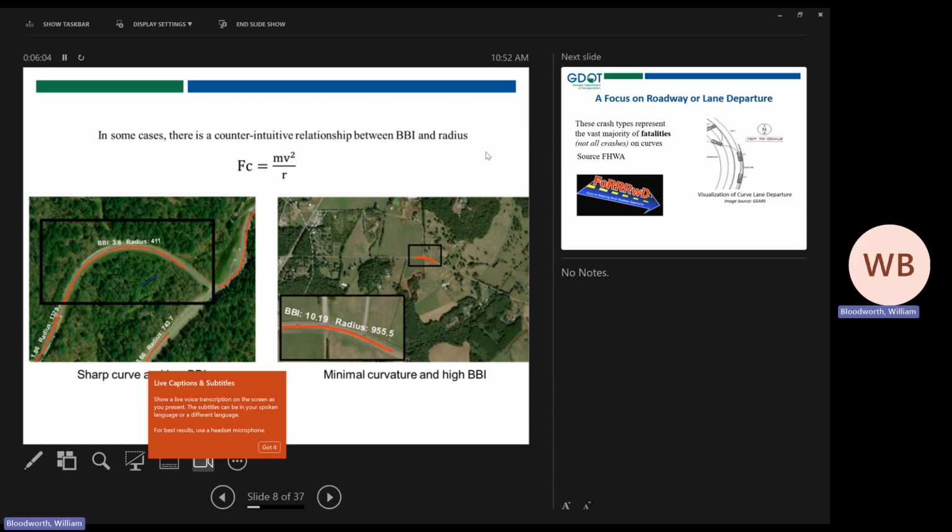While the curve on the left, that curve kind of catches the driver off guard a little more, and there's more lateral forces. So there is some overlap with radius. Radius obviously influences ball bank indicator, but remember that centripetal force, which plays into ball bank indicator, is mv squared over r. It takes into account driver behavior and how fast people are actually going on those curves as well.